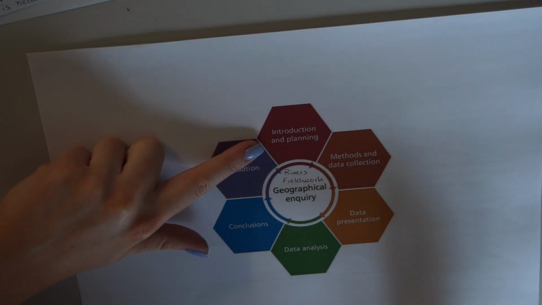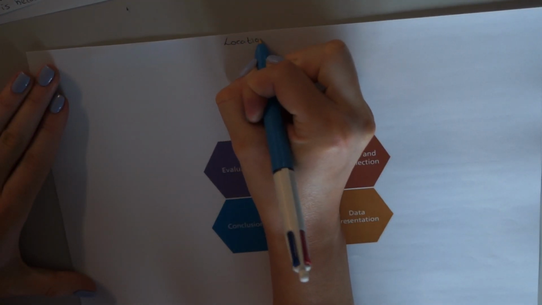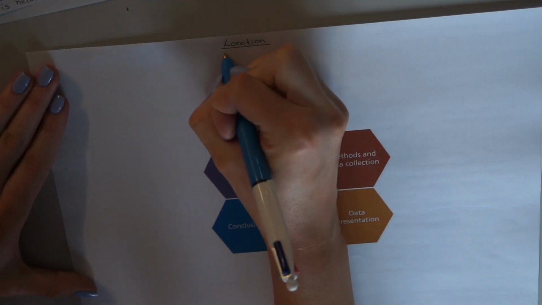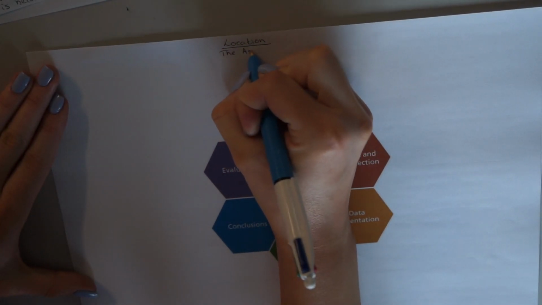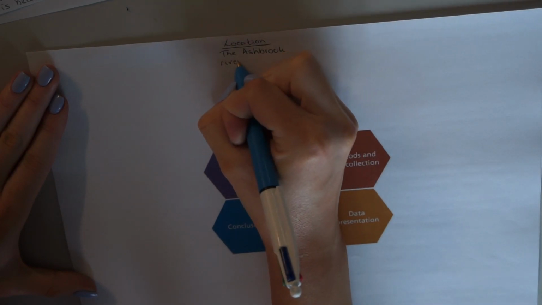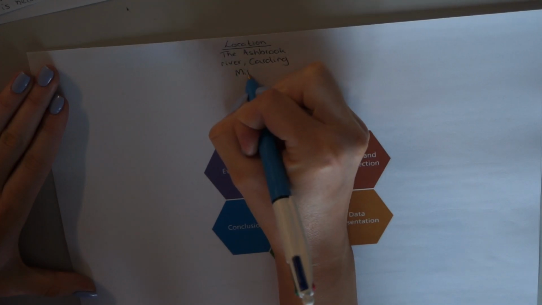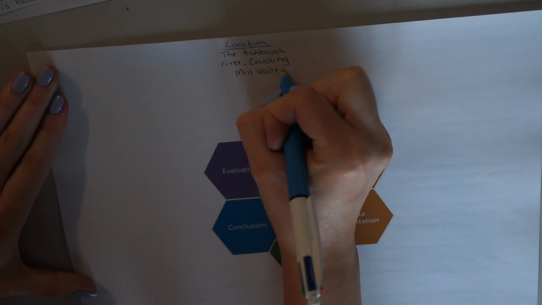So introduction and planning, the first thing we need to think about is our location. So where did we actually go? So our location, we went to the Ashbrook River, and we went to Cardiff Mill Valley. So that was our location.